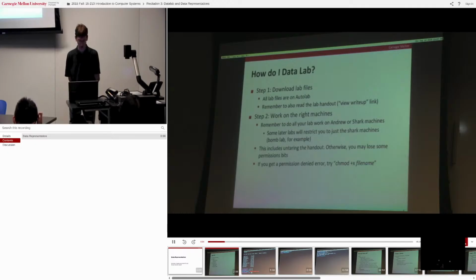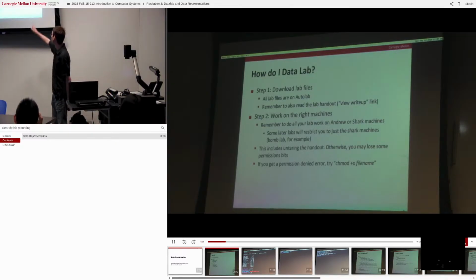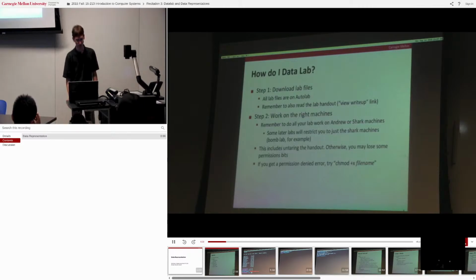Make sure you don't untar the handout onto your local Windows machine or something, because then it won't maintain the permission bits, and you'll get all kinds of error messages when you try to run the programs. If you do happen to get those sort of error messages, in order to make a file executable, the command is chmod +x, the file name, and then you'll be able to execute the file again.